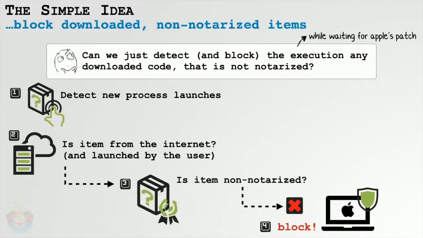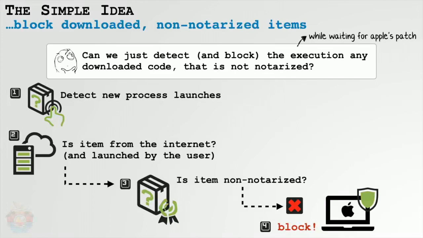All right, so we have a zero-day vulnerability that unfortunately is being exploited in the wild at this time. And as Cedric mentioned, he had reported this vulnerability to Apple. But in the meantime, it seemed reasonable to develop and deploy a protection mechanism to protect Mac users. So I thought about this for a minute, and I said, can we just detect and block the execution of any downloaded code that is not notarized? This is essentially what Apple is trying to do, but due to this bug in their policy subsystem, it's not working. But maybe we can get it right.